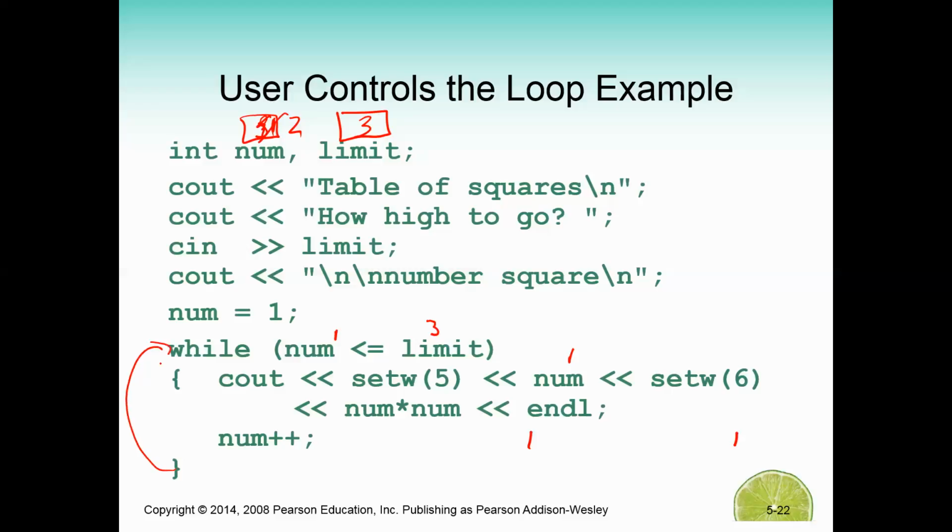Go back to the while. Now we compare, is 2 less than or equal to 3? Yes. So we go in and we display num, which is going to be 2. And 2 times 2 is going to be 4.